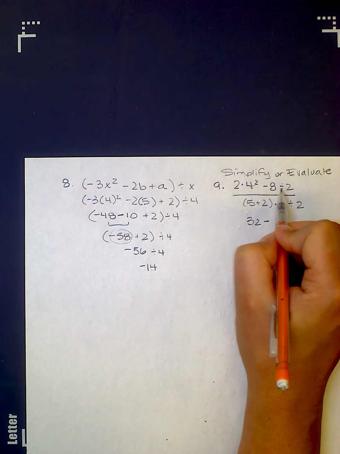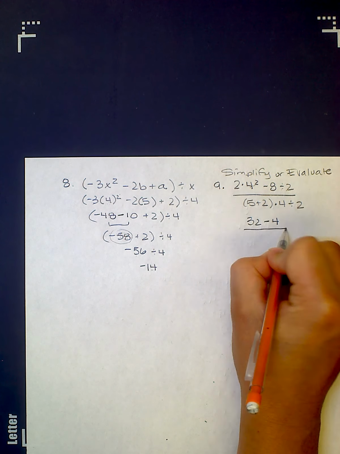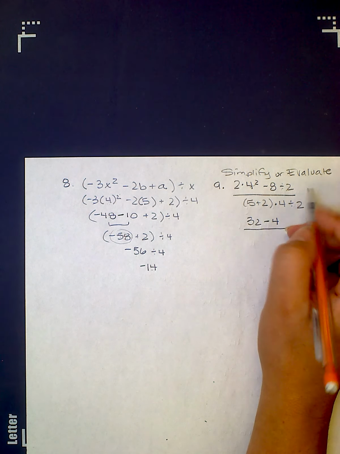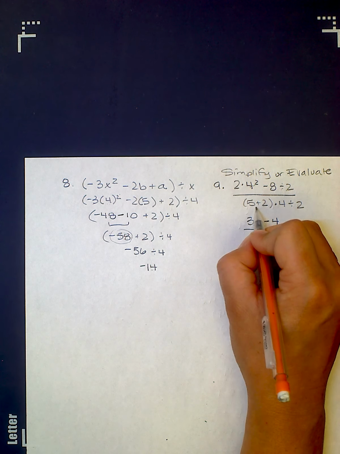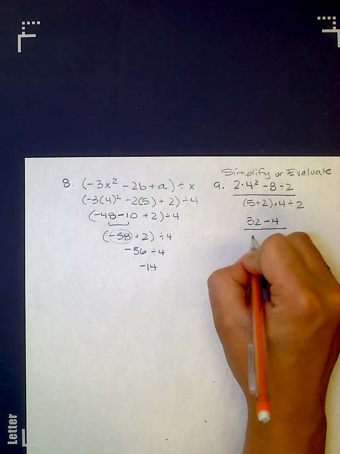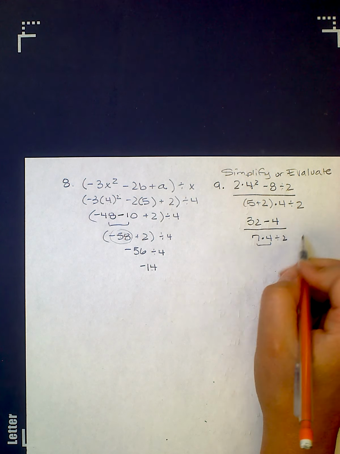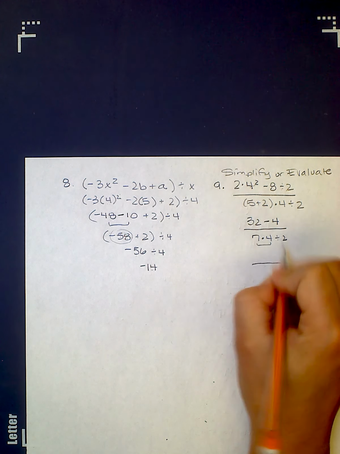Minus 8 divided by 2, which is 4. That's in our numerator. That's the top, the numerator. On the bottom, we have to start in the parentheses. So we get 5 plus 2, which is 7. So we get 7 times 4 divided by 2. The multiplication must happen first. So let's continue down our funnel.